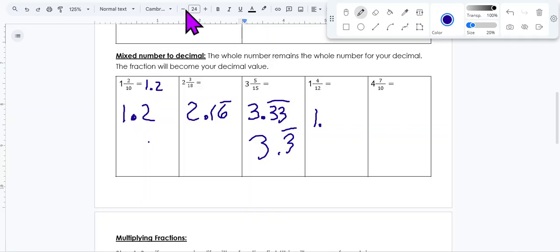All right, so hopefully you paused the video and hopefully you got something like this with your work. 1.3 repeating and 4.7. 4 and 7/10. This one's in the tenths place, so that's an easy one. You can just write 0.7, right? Or put it in your calculator, 7 divided by 10, and you'll get 0.7, okay? So just remember that number in front stays your whole number, and then the fraction becomes your decimal. All right, let's go on to the next thing.